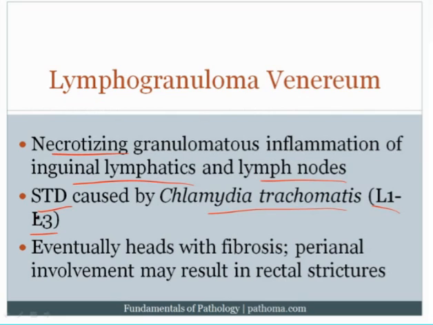Then remember that Chlamydia trachomatis is divided into several serotypes. So there's A through C, which causes trachoma. There's D through K, which causes urogenital infections and conjunctivitis. And then there's L1 through L3. And L1 to L3, as we're talking about here, causes lymphogranuloma venereum.